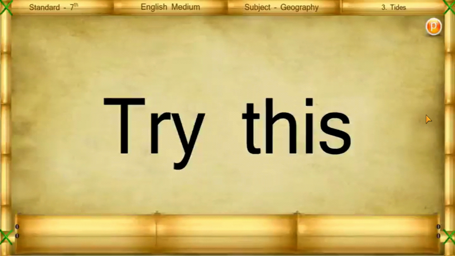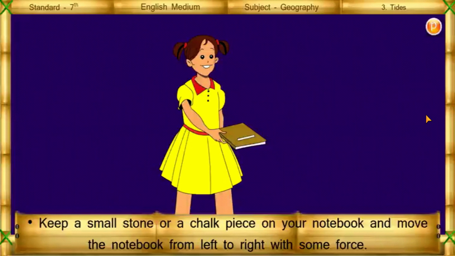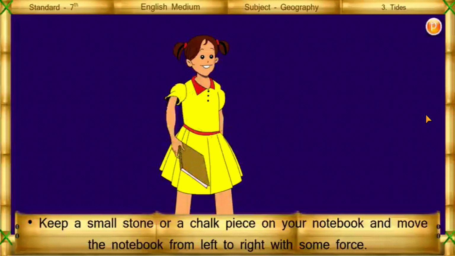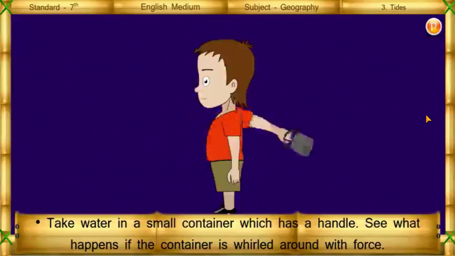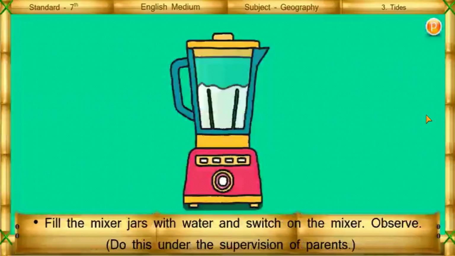Try this. Keep a small stone or a chalk piece on your notebook and move the notebook from left to right with some force. Take water in a small container which has a handle. See what happens if the container is whirled around with force. Fill the mixer jars with water and switch on the mixer. Observe. Do this under the supervision of parents.